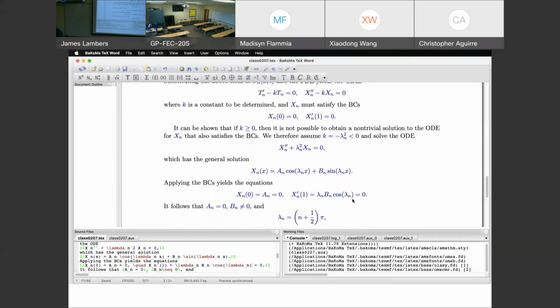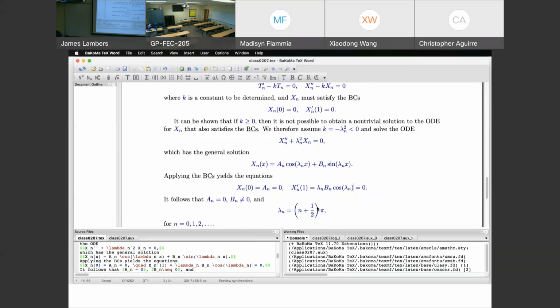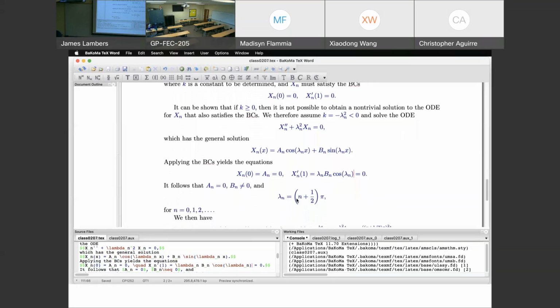And for that, I have to use the formula for the roots of cosine. Lambda_n has to be a root of cosine, therefore lambda_n is this. It's an integer plus a half times pi. Those are the roots of cosine. That's just one of those things to keep at the top of your head. n is any non-negative integer, that will cover all the meaningful solutions.